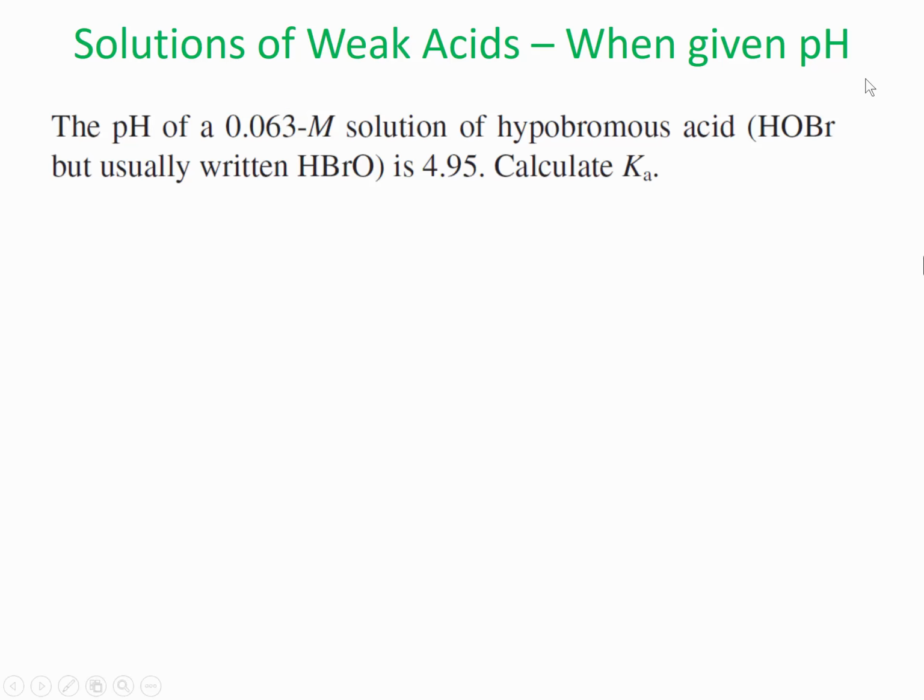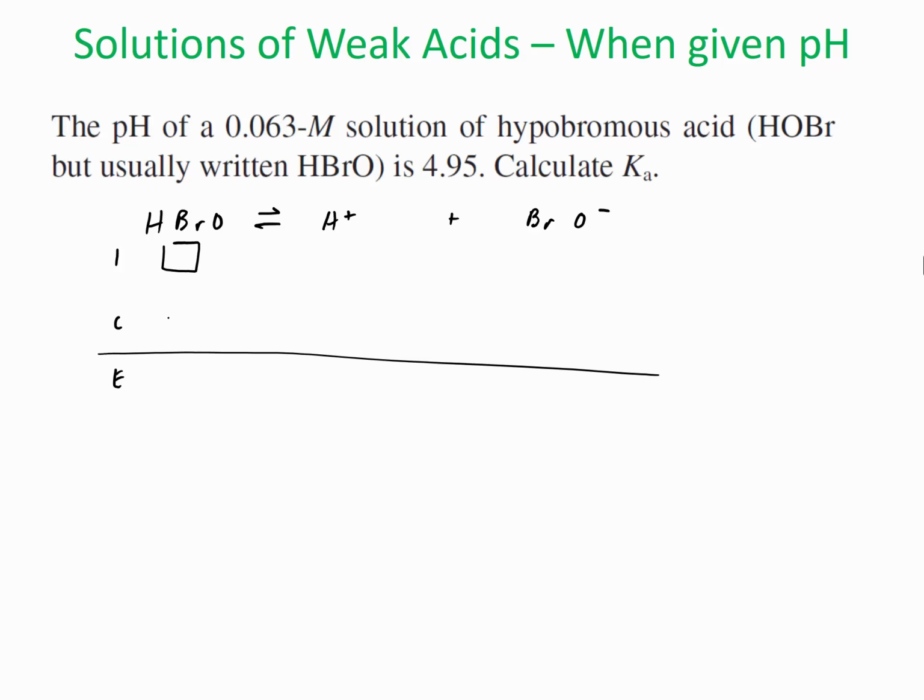So let's go ahead and set up an ICE table, because as we know, weak acids are not going to dissociate fully. So we're going to have this as our equilibrium: HBrO makes H plus and BrO minus. And we're going to set this up. We're going to think of these as boxes again, just like in the last chapter, and we're going to sort out what they're giving us and figure out what we need to solve for.